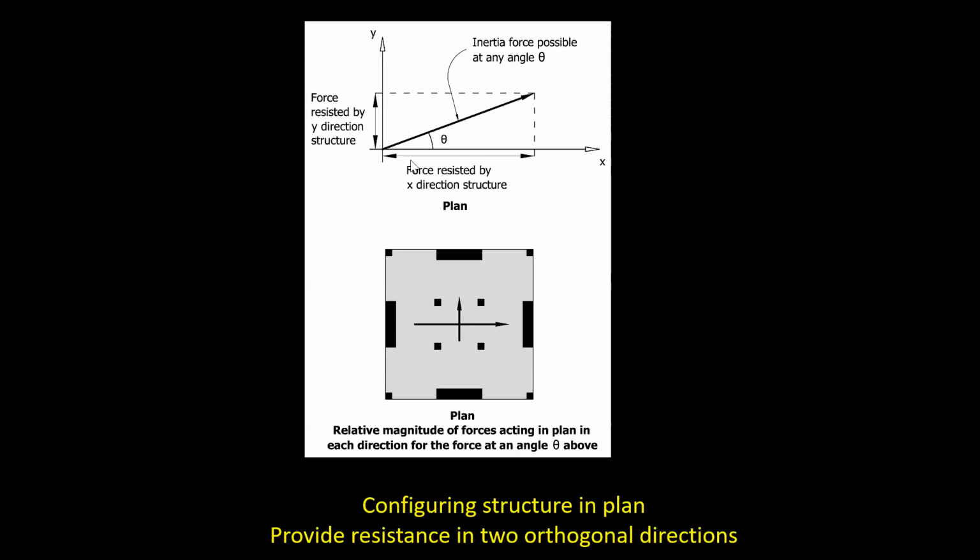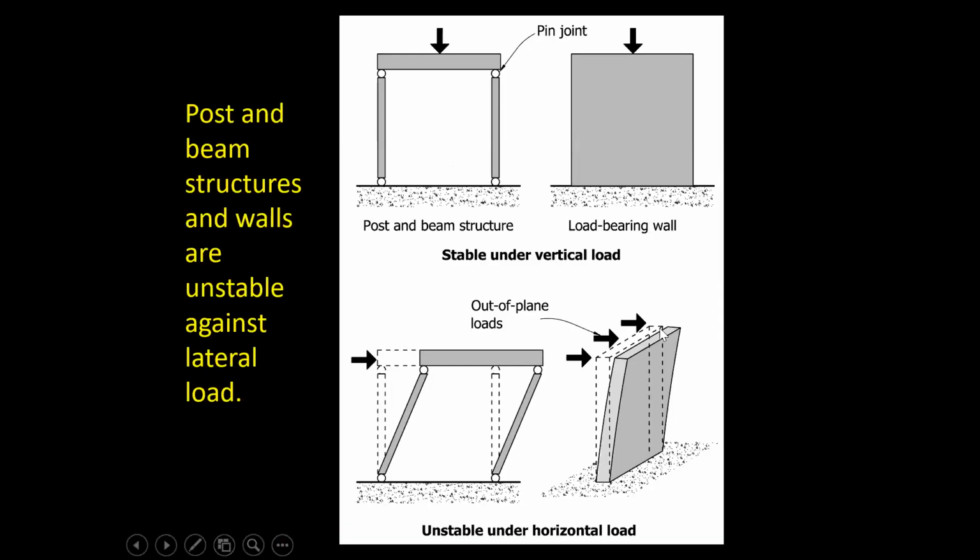And so in order to resist attack from any direction, the principle is that we provide resistance in the Y direction and the X direction. And so in this building here, resistance in the X direction is 2 shear walls, here and here. In the Y direction, 2 shear walls. Or we could use moment frames. That's the first principle.